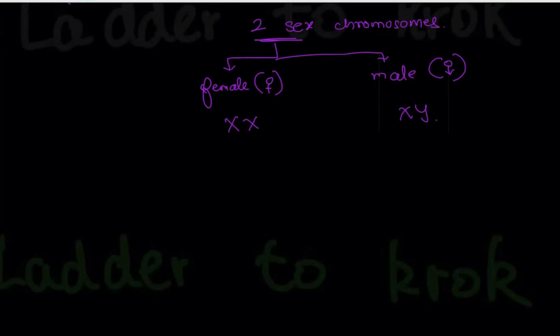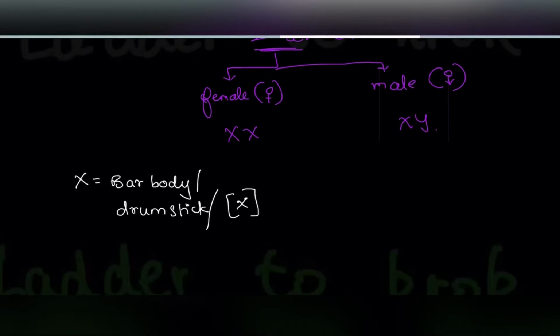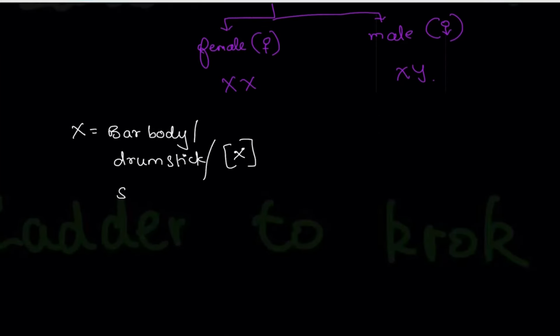Barr body is X chromosome. X is equal to Barr body. Now this Barr body has other names that you should know. It is also called as drumstick. The reason why it is called drumstick is because in the microscope it looks like a drumstick. This is its appearance. Another name for it is sex chromatin. So if in the question they are asking you drumstick, that means they are asking you about Barr body only. And even if they give you sex chromatin, then also you should know that it is Barr body that they are talking about.